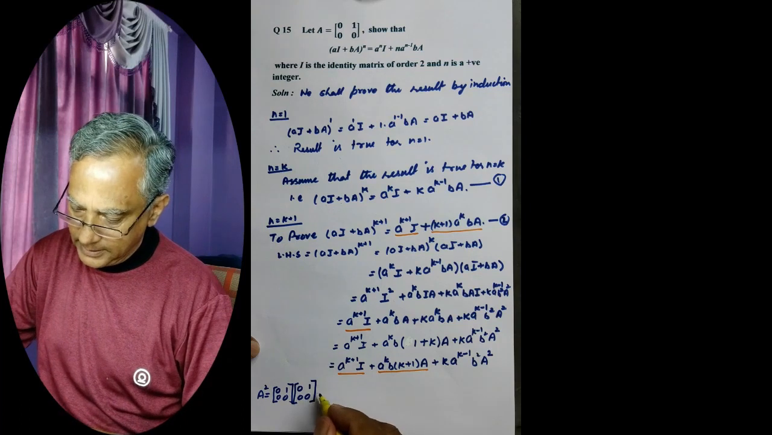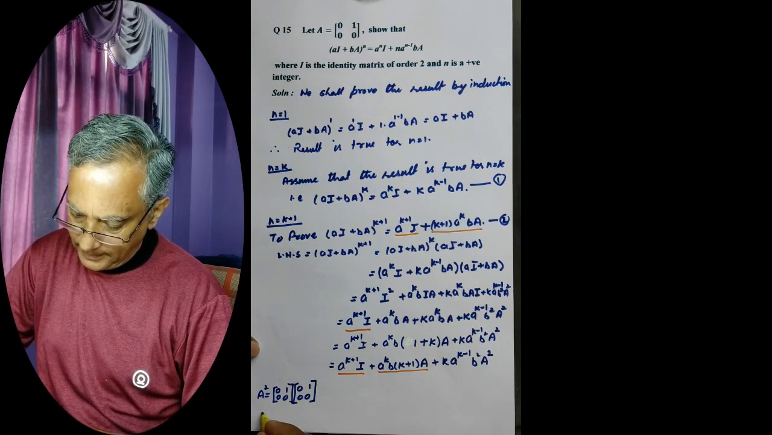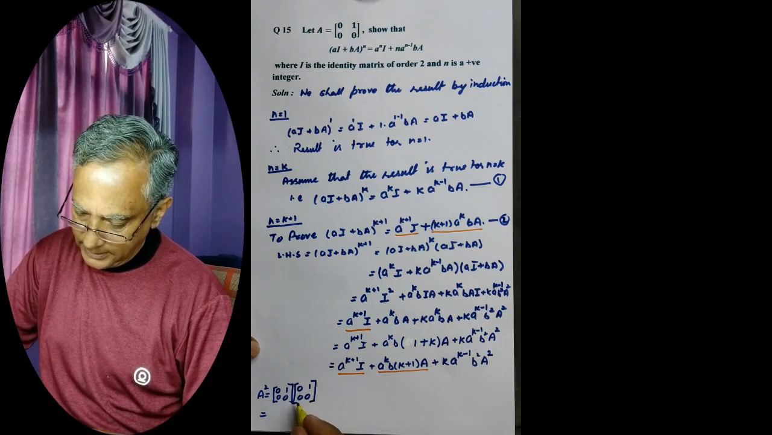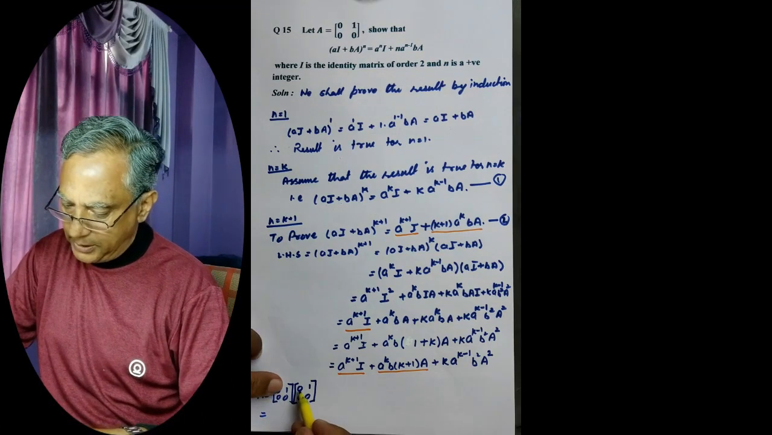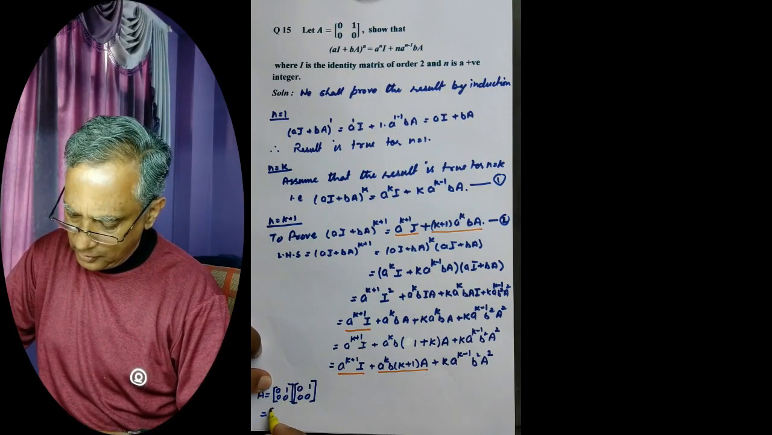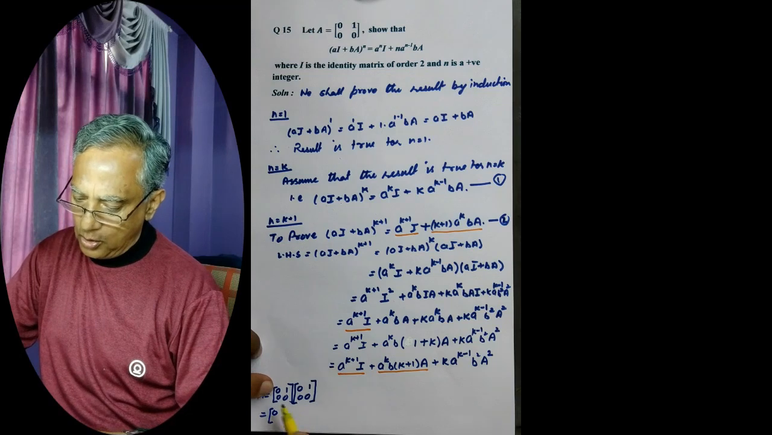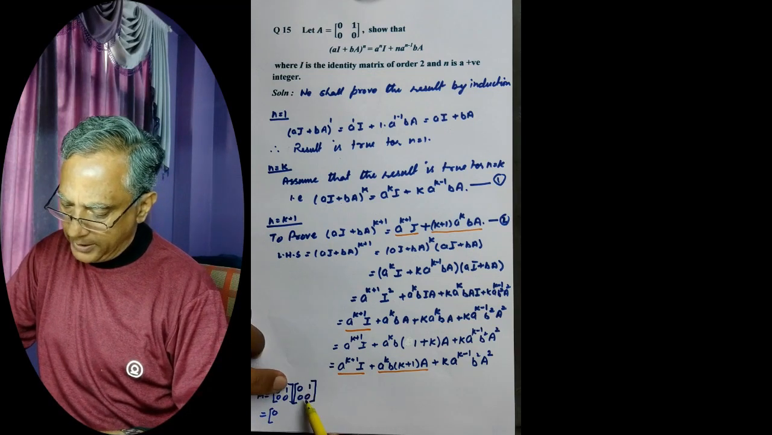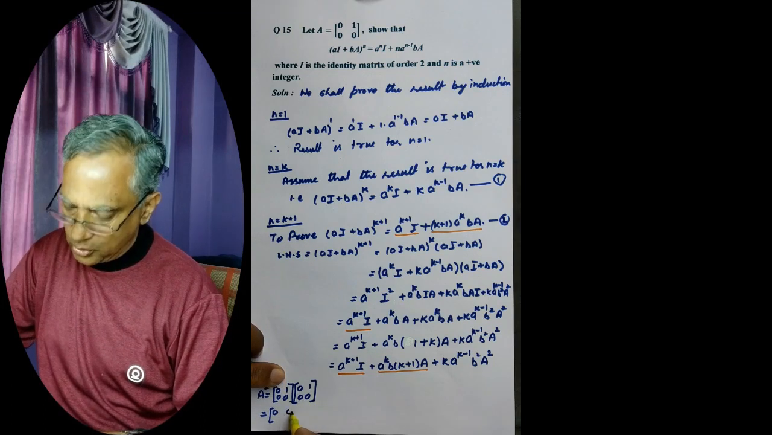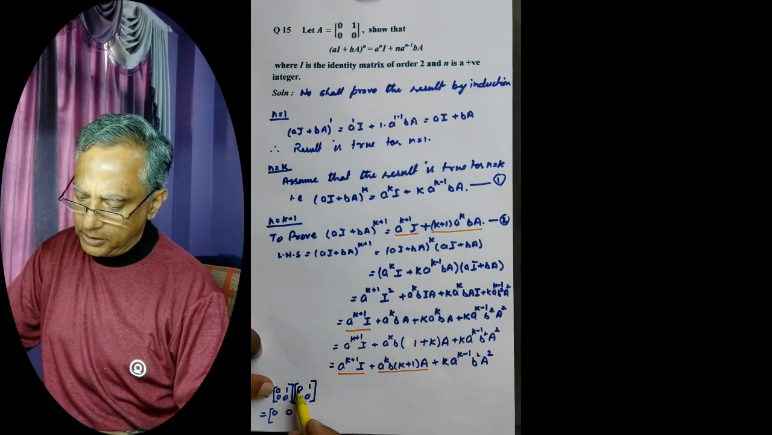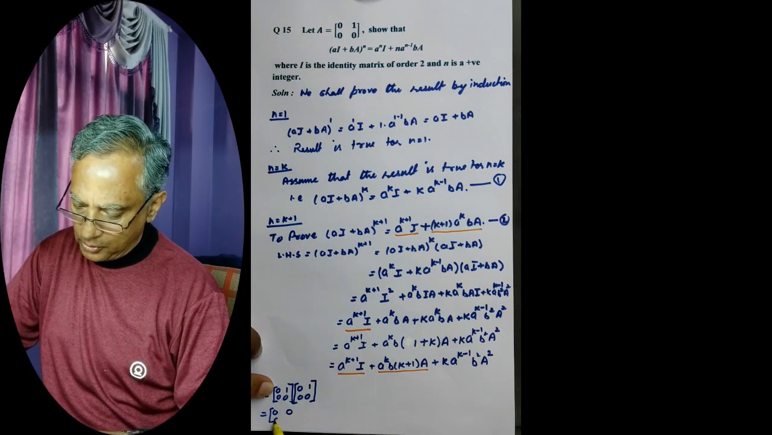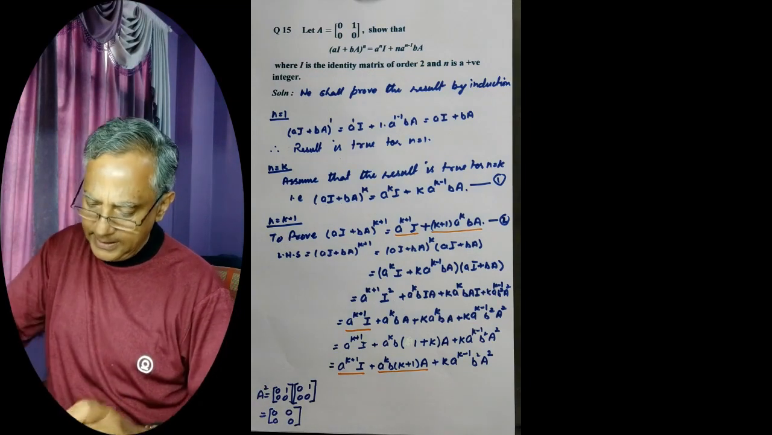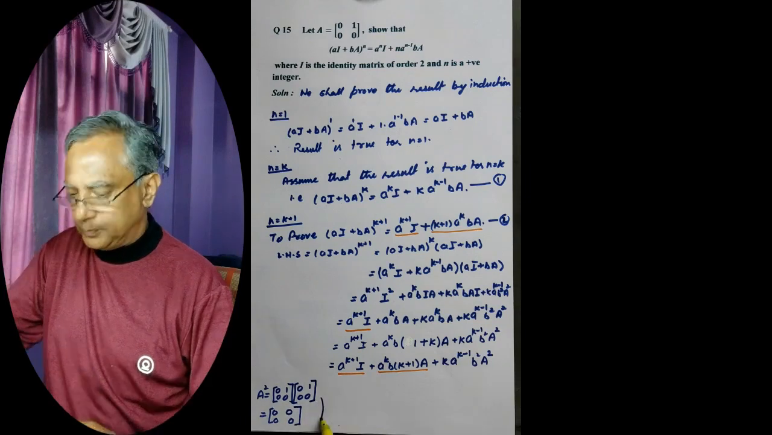And this is equal to, now this into this: 0 into 0 is 0, 1 into 0 is 0. So this is 0. Now this into this: 0 into 1 is 0, 1 into 0 is 0. This term is also 0, and this is 0, so this will be 0, this will be 0. So this is 0. So A square is 0.